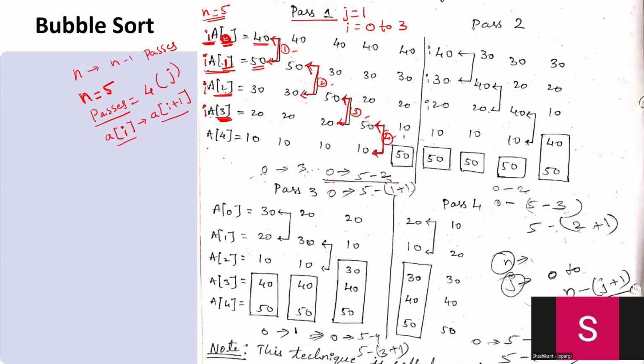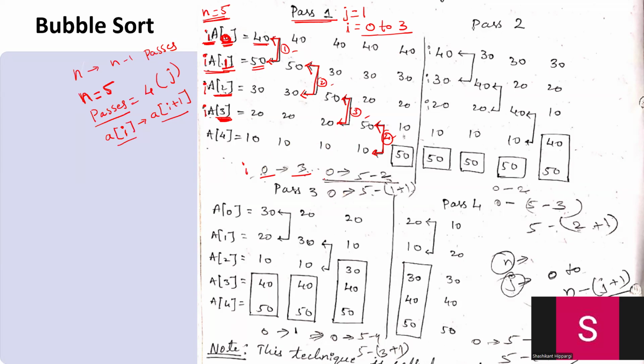Now, let us try to write a formula, a logic for this. We have 5 elements and we are in pass 1. How many comparisons should we have? We should have 4 comparisons. In that case, the value of I should be from 0 to 3. We're just trying to generalize this logic.